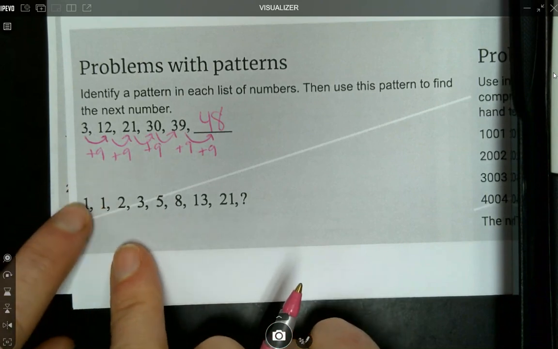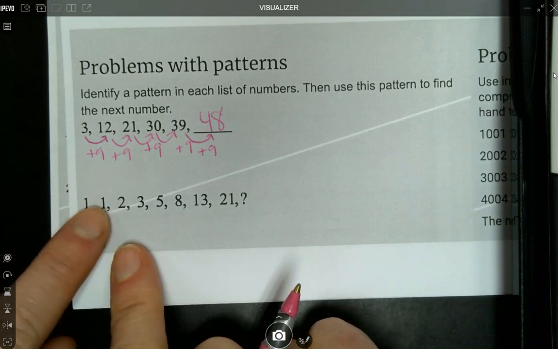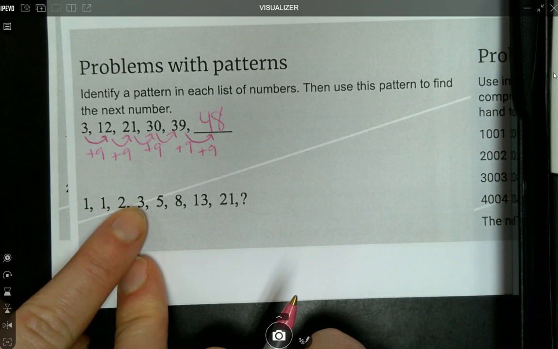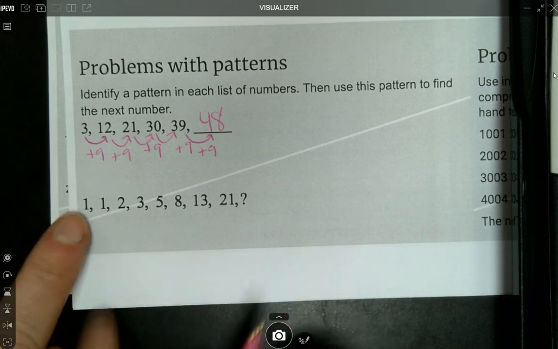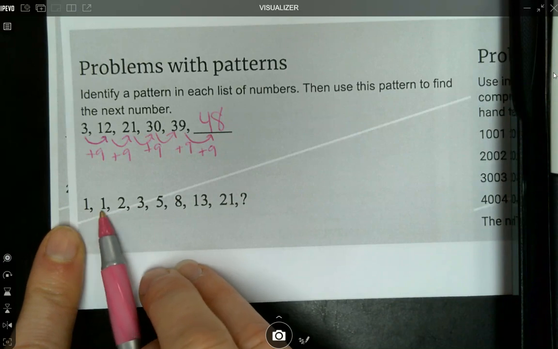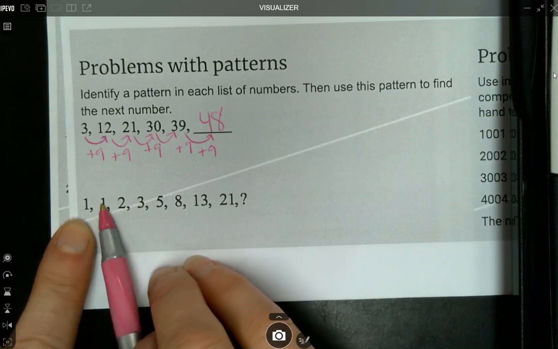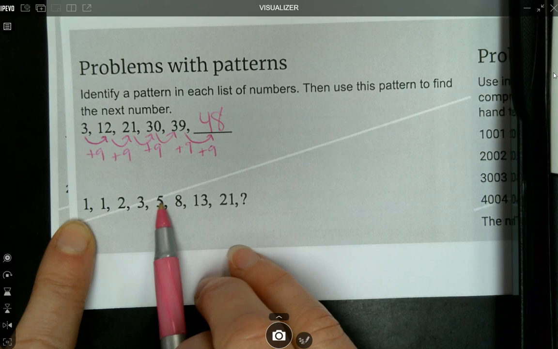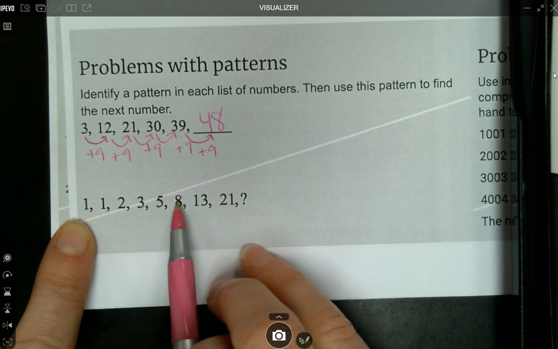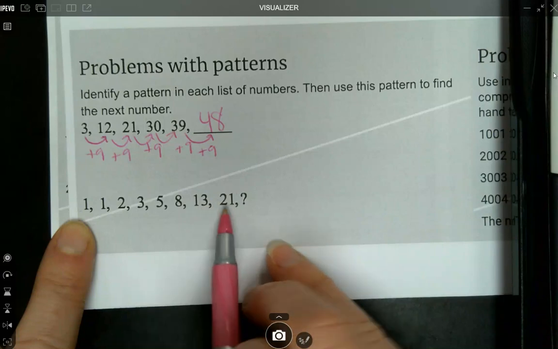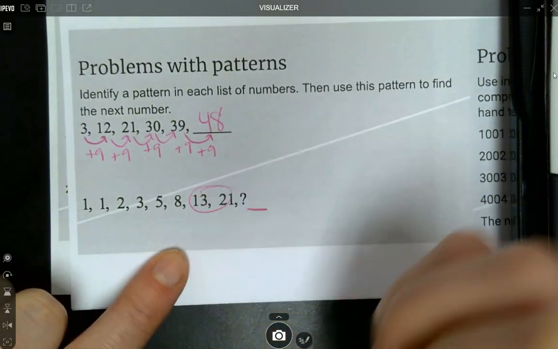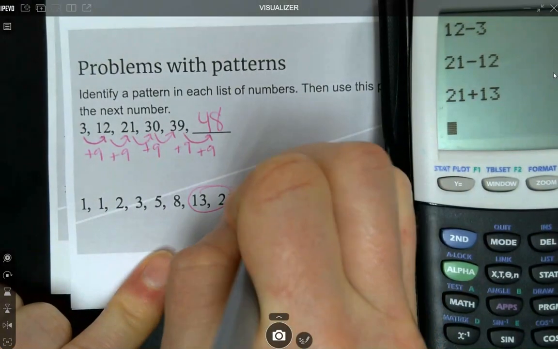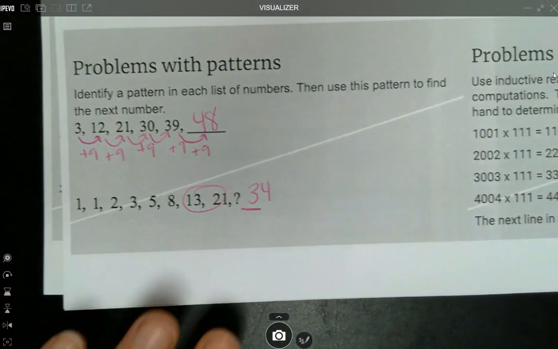1, 1. Well, to get from 1 to 1, I would only add 0. 1 to 2, I would add 1. 2 to 3, I would add 1. So that's not really following the same pattern. But what this is doing is 1 plus 1 is 2, 1 plus 2 is 3, 2 plus 3 is 5, 3 plus 5 is 8, 5 plus 8 is 13, 8 plus 13 is 21. So to get to that next number, I'm going to add the two previous. So 21 plus 13 is 34. This is the Fibonacci sequence.